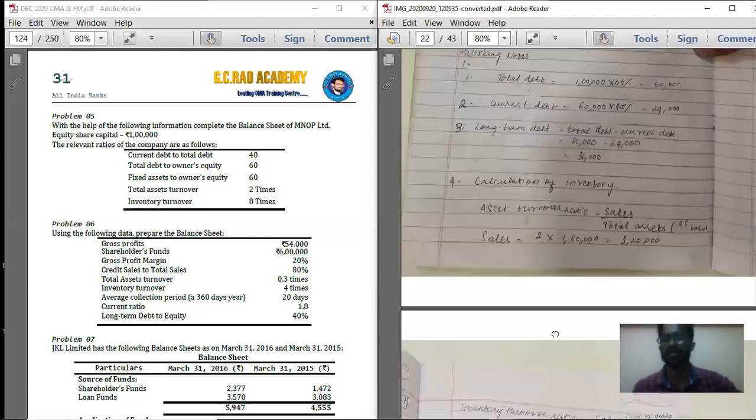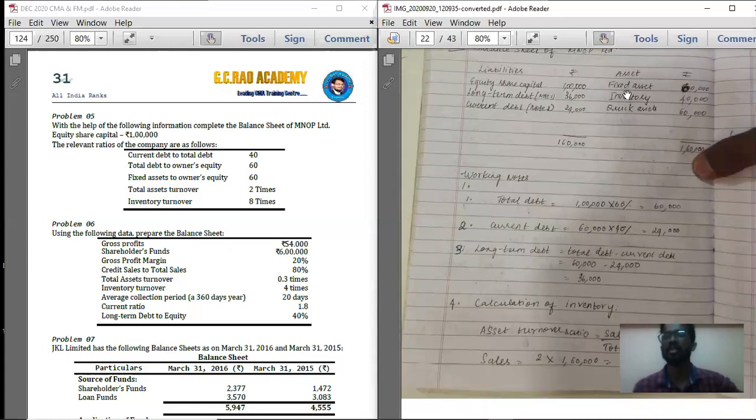Now come to the balance sheet. Below the assets column, record fixed assets, amount column 60,000. Below that, record inventory, amount column 40,000. So we have found fixed assets and inventory.